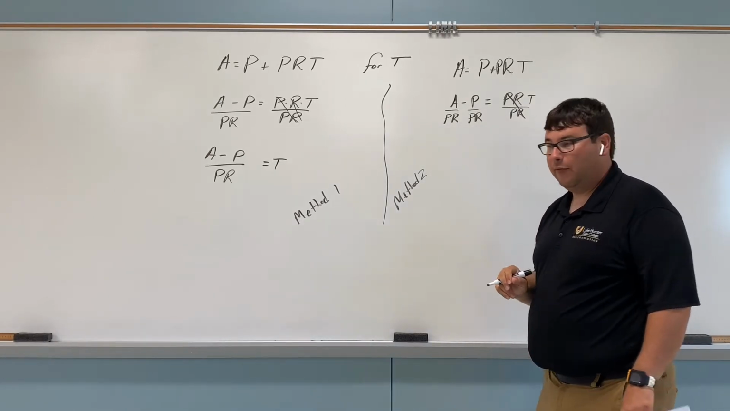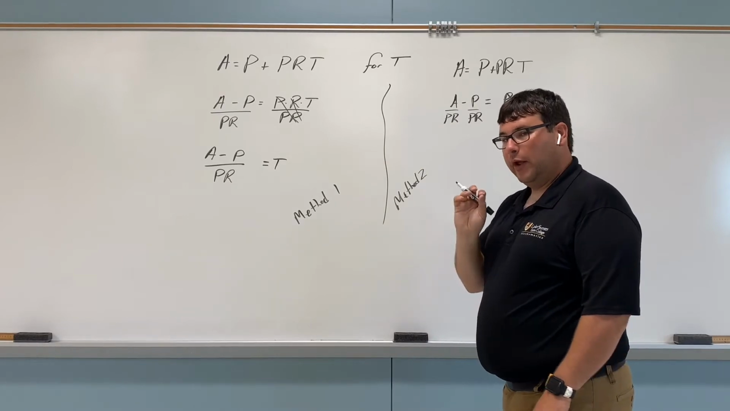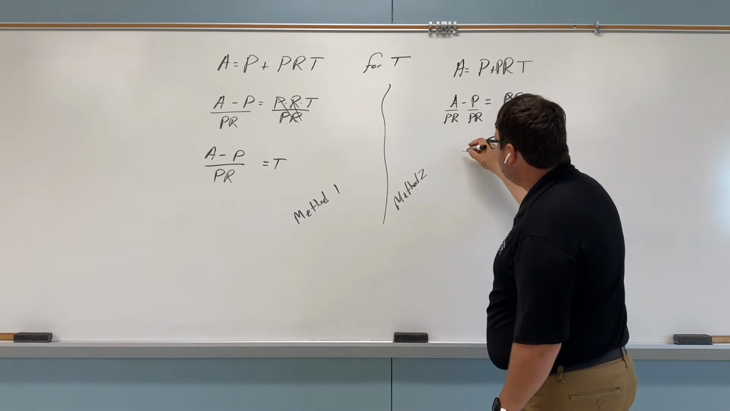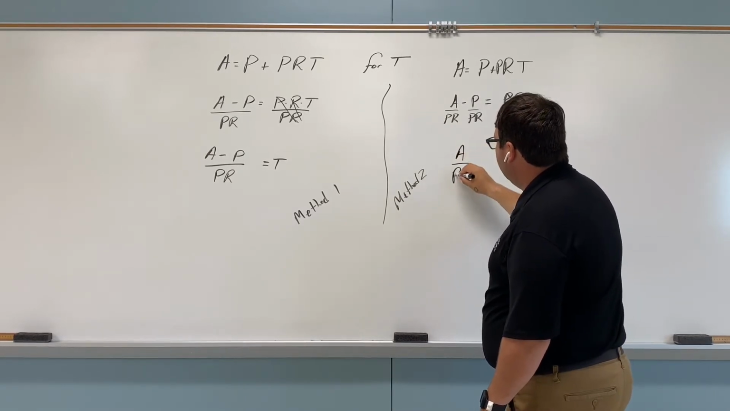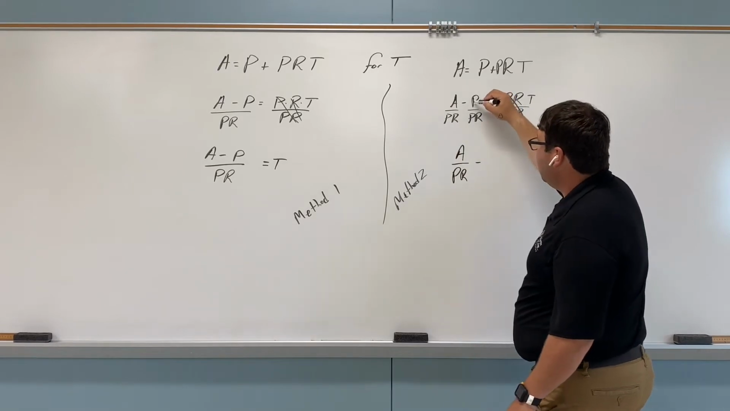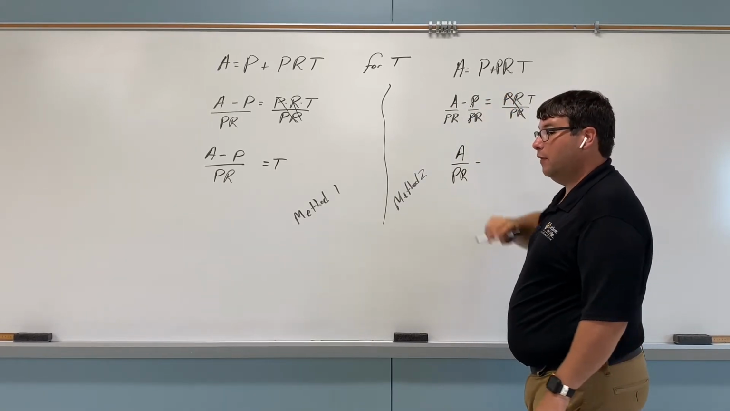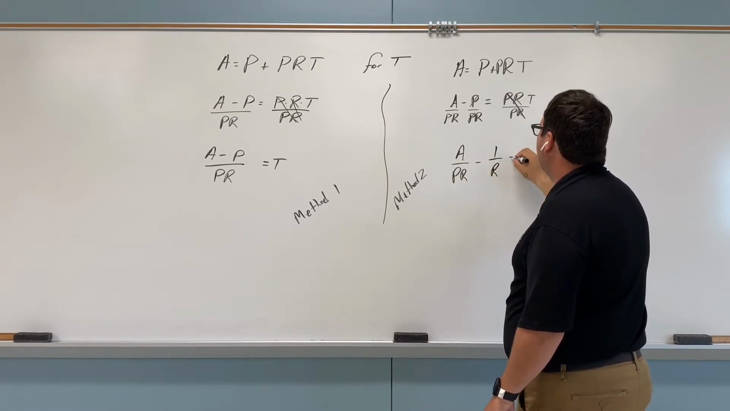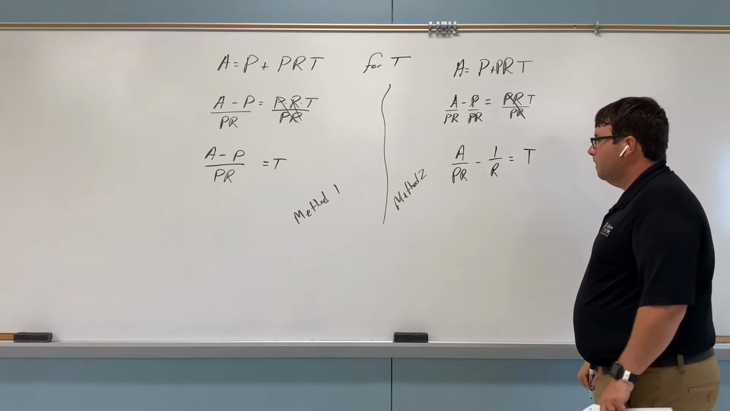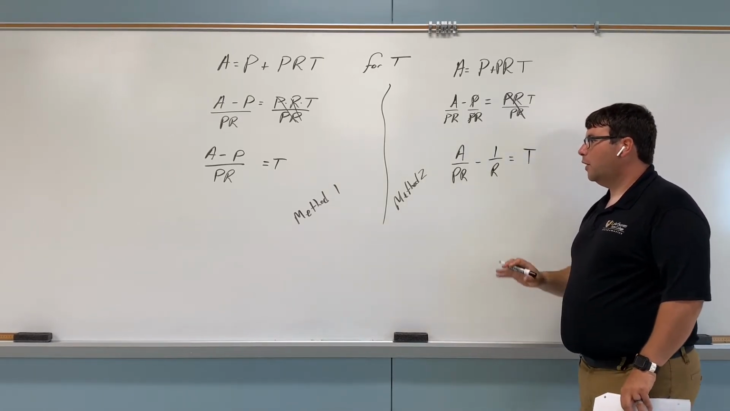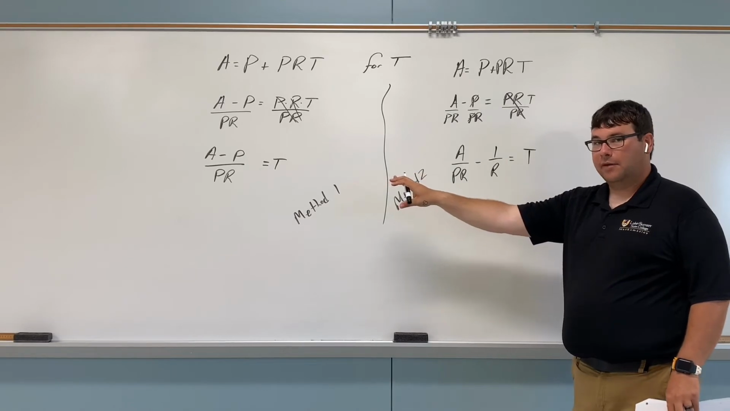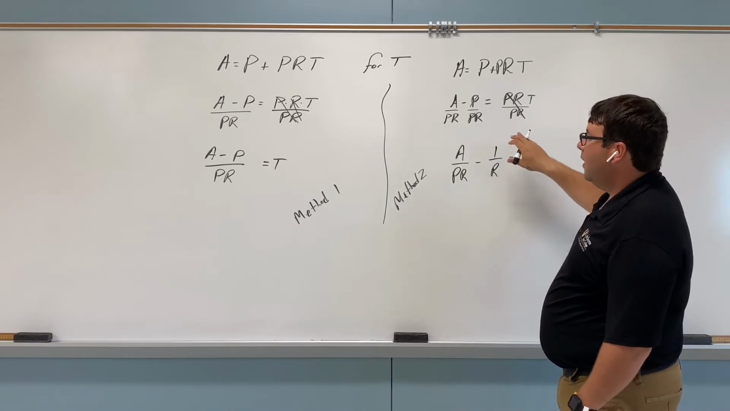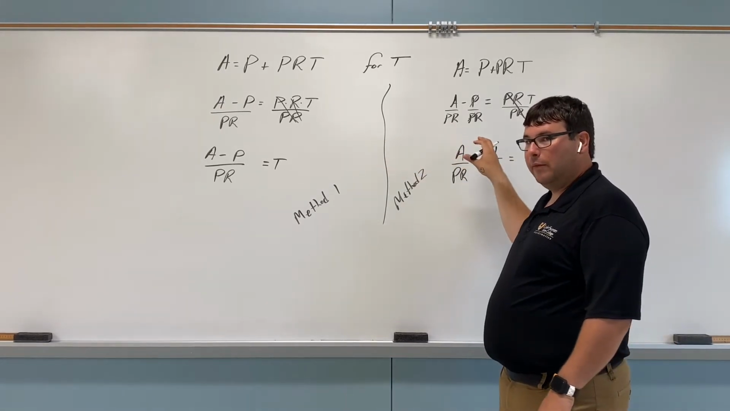That is perfectly fine if that's what you want to do, but your end result will look a little different, albeit a little more complicated than what we had before. In this case, I have A over PR minus, in this case, my P's technically could cancel because it's P over P. And so this is 1 over R is equal to my time. So all in all, these are exactly the same, even though they look a little different. And the reason that they are exactly the same is because you chose a slightly different method for simplifying.